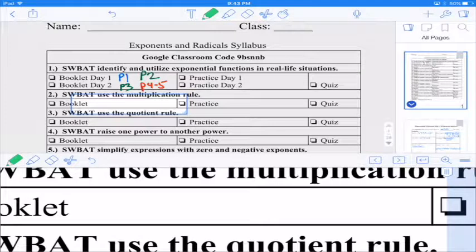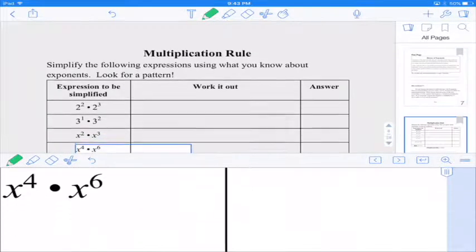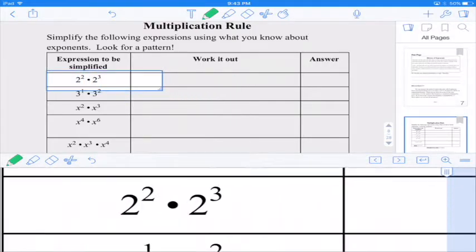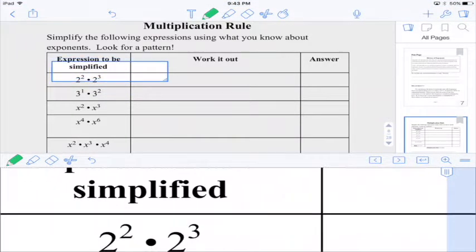Hi Algebra 1 students, this is the multiplication rule. There's going to be 2 videos for this again just to keep things short. So this will be page 7. What I want you to do is look for this pattern. I'll help you do the first one and you're going to end up doing the rest.